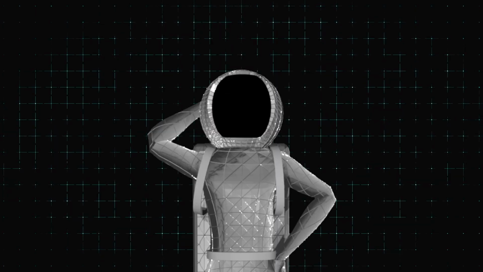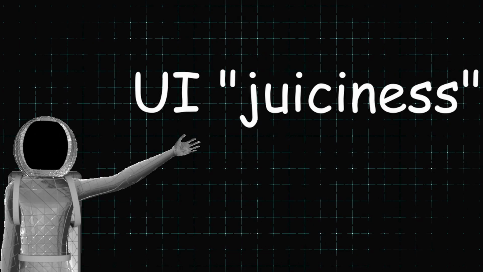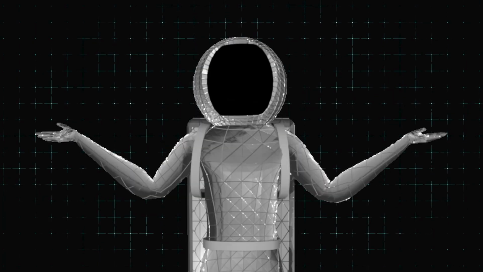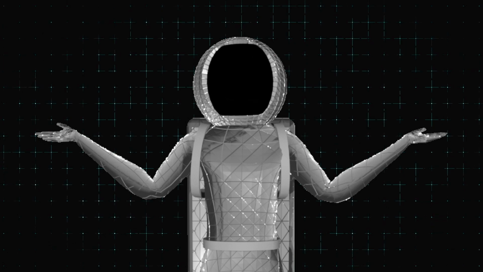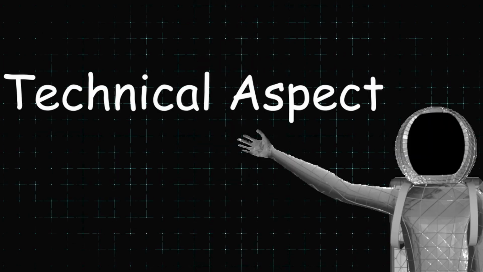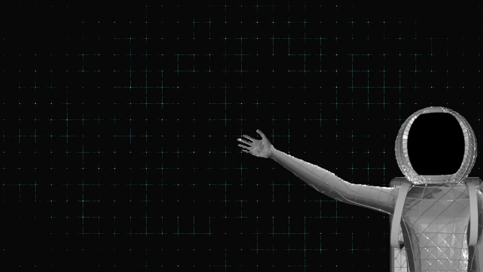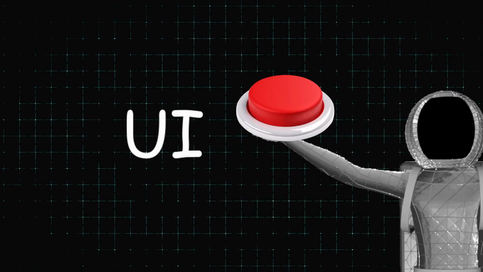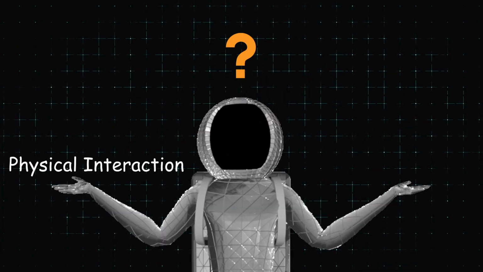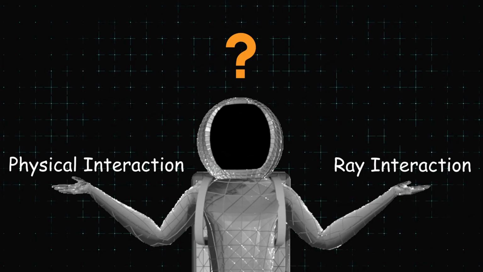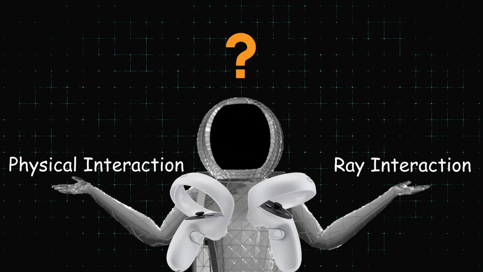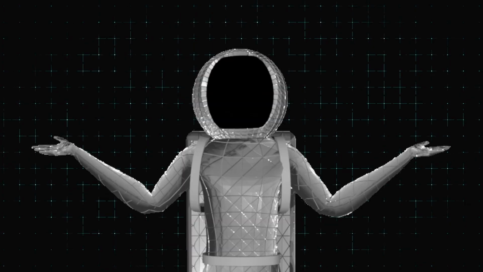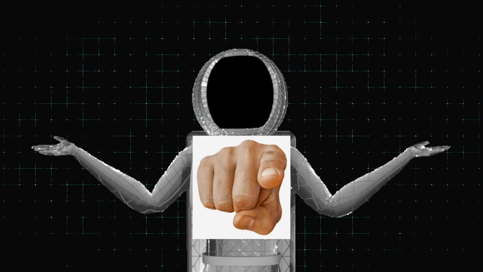There's a lot more to talk about here, like UI juiciness and sound design, but I think that both of these topics deserve a separate video. There's also the technical aspect of UI implementation, like how to make UI react to it being physically touched in VR like a real button. Or what's better: physical interaction, a ray to interact with, or button combinations on the controllers. But I think that's kinda boring and really depends on the project that you are creating.